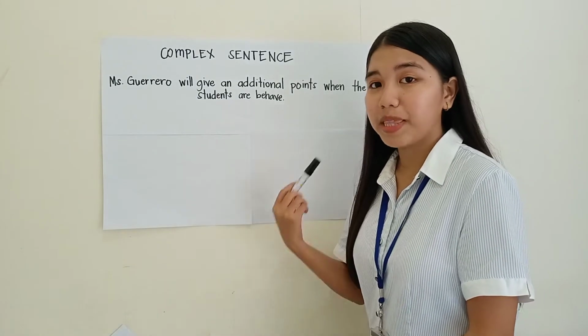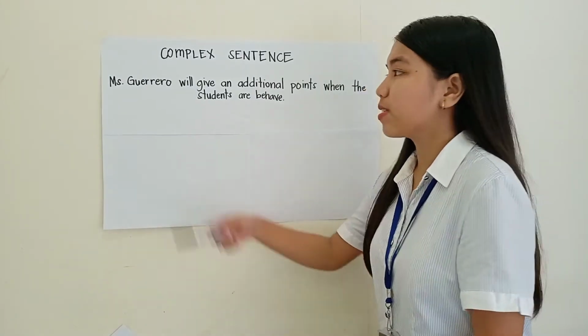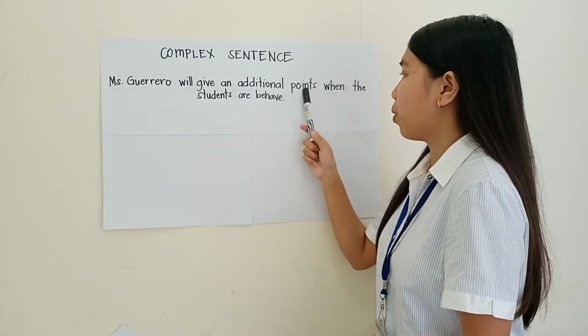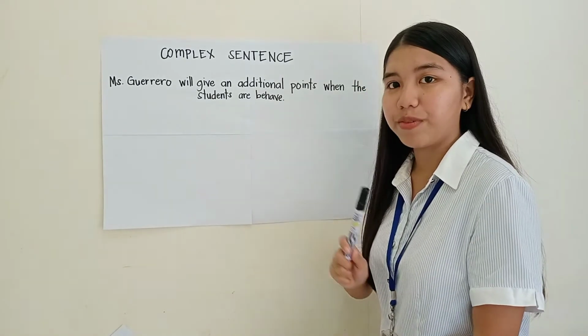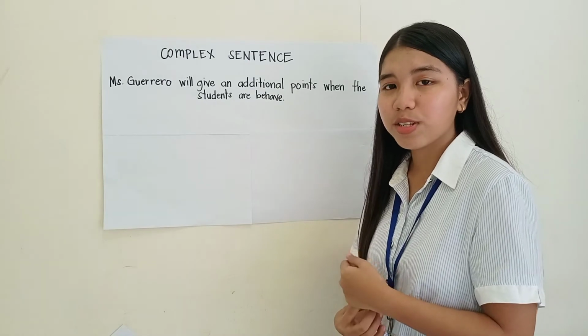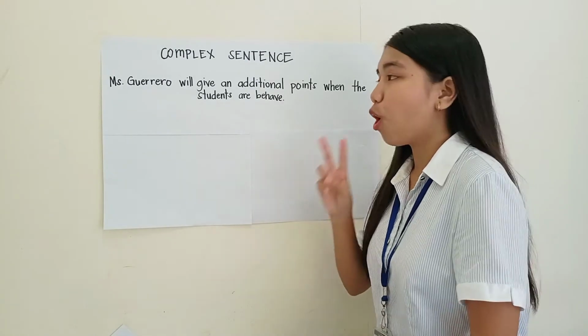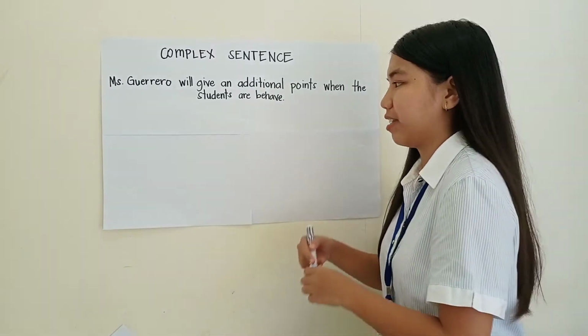Moving on to diagramming a complex sentence, we have here the sentence, Miss Guerrero will give additional points when the students are behaved. So when diagramming a complex sentence, we should first draw two horizontal lines and two vertical lines, just like this.